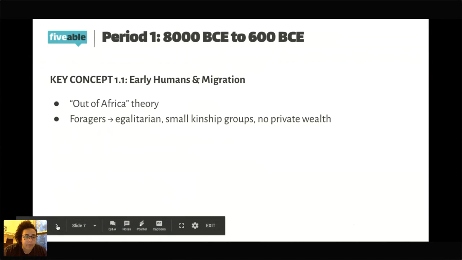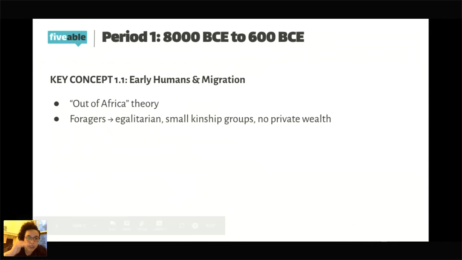There's a map. The map of migrations is a common map. Just make sure that if you get a map that you pay attention to the numbers on it, right? A lot of times the question that they'll ask you is right in front of you. So just pay close attention to what's written on the map.